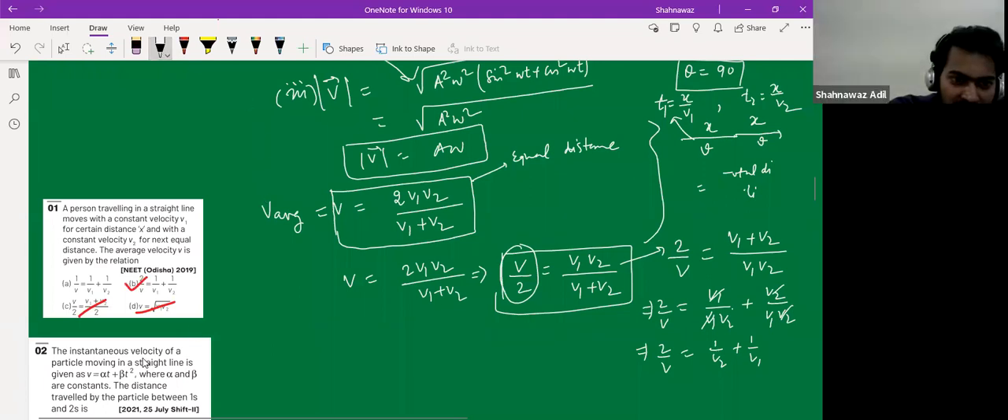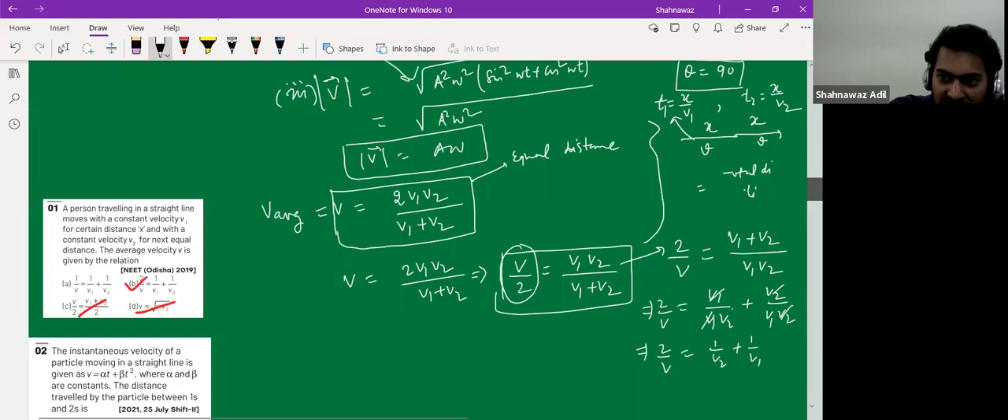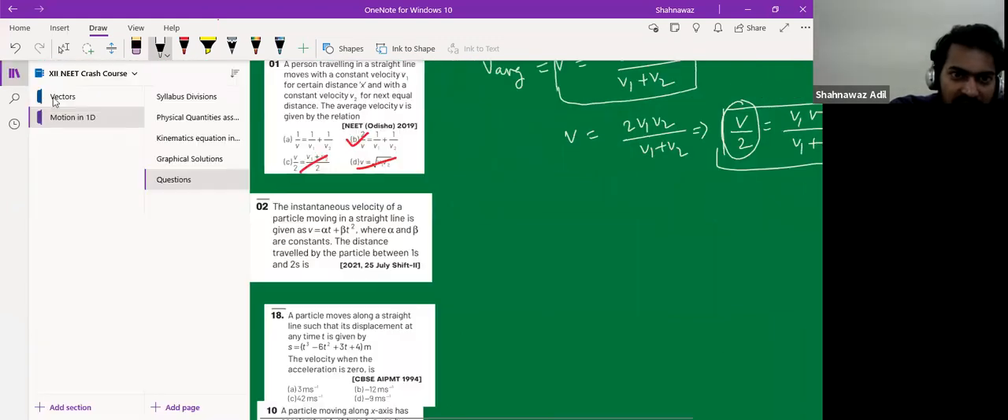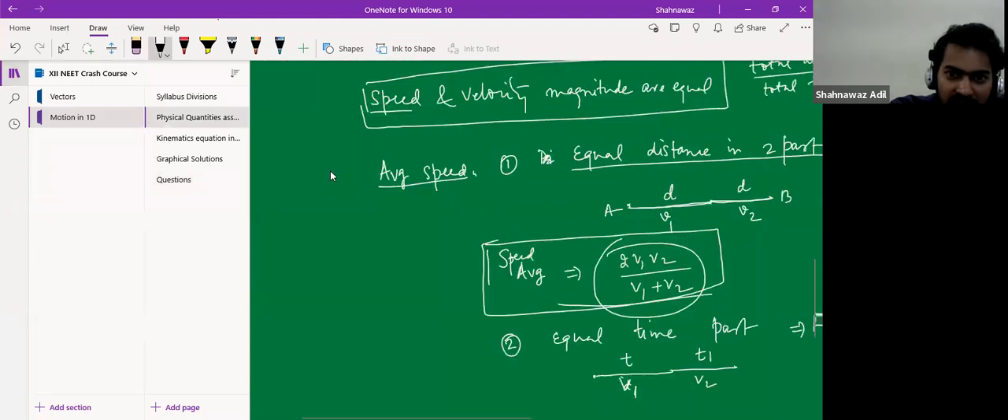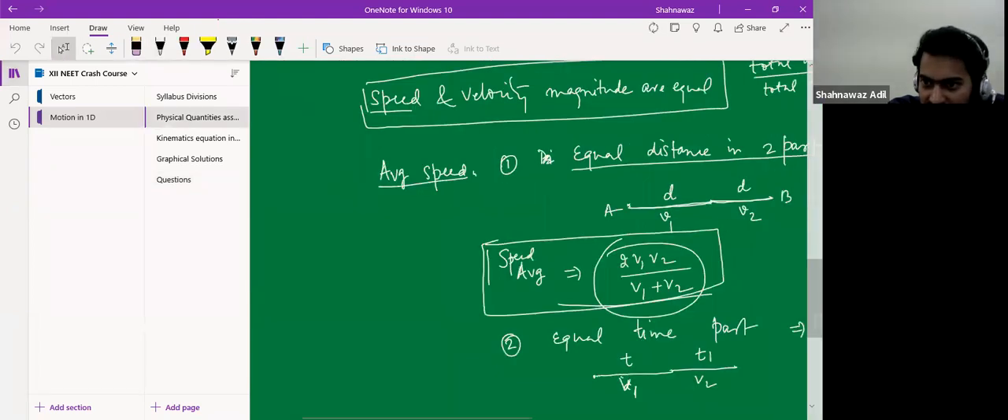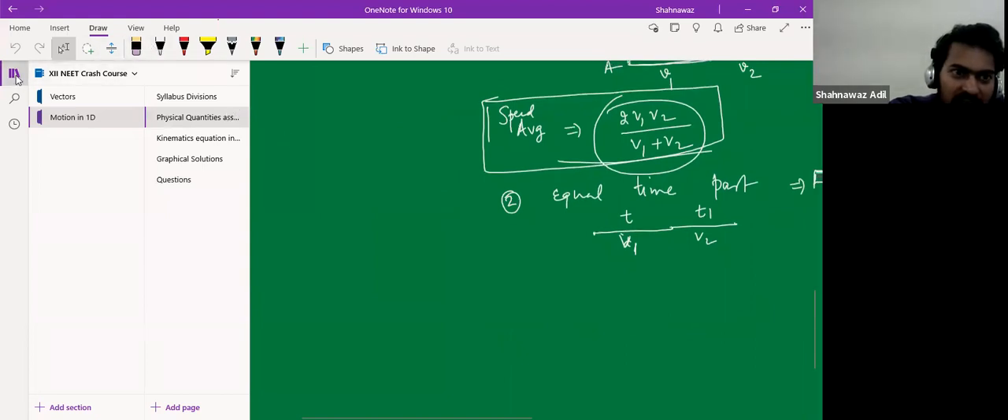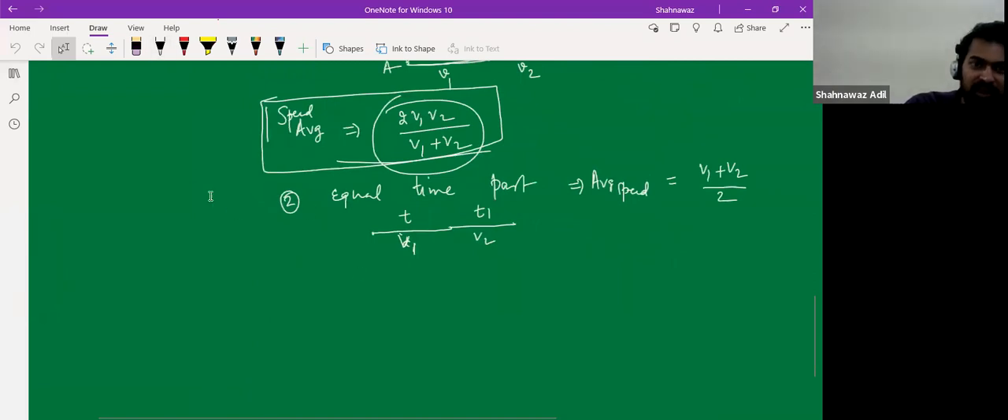So let's move on to the next question. First, let's talk about the acceleration part, and then we will do all these calculations, because I wanted to end this chapter in this class. Yeah. So let's say acceleration. The third one is acceleration.